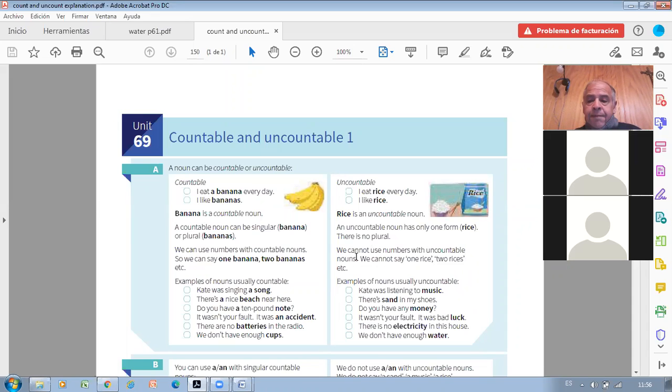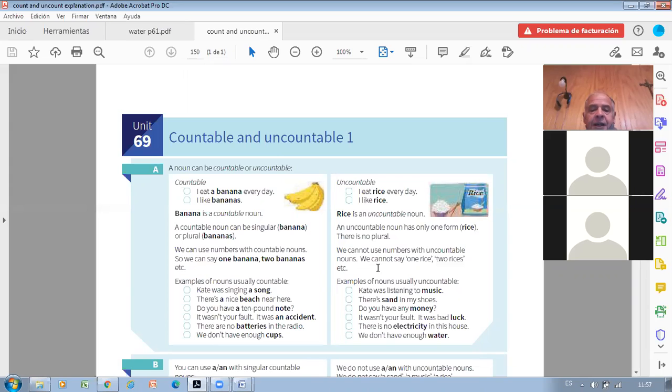Okay. Now, please, Iris, read this part. Okay. We can read that, please. We can use number with countable nouns, so we can say 1 banana, 2 banana, etc. Okay, now read the opposite. We cannot use numbers with uncountable nouns. We cannot say 1 rice, 2 rice, etc. Right? Yeah, so that's the main thing in here.